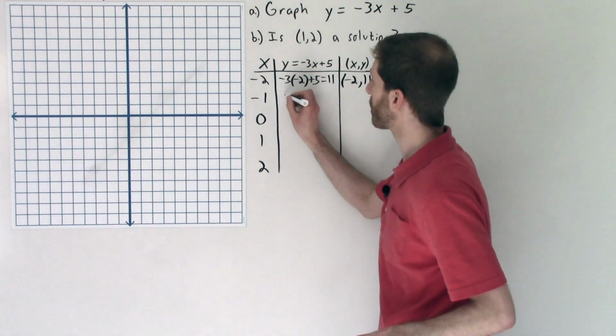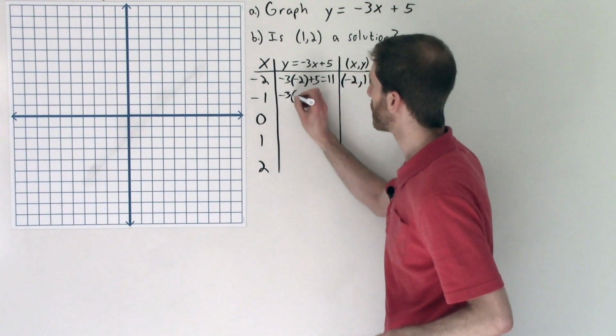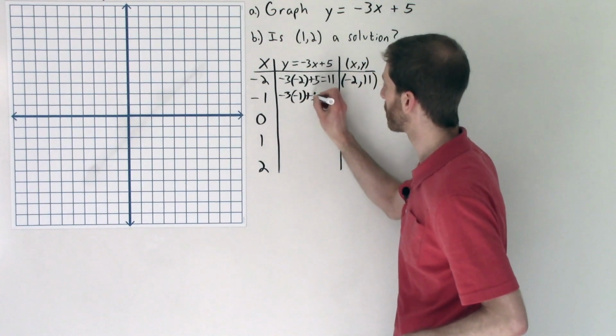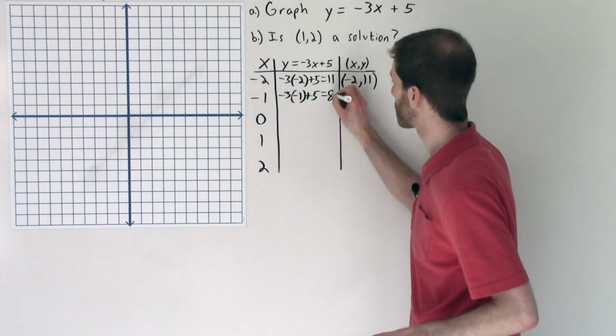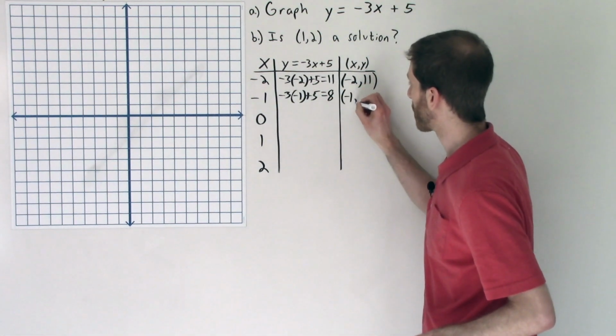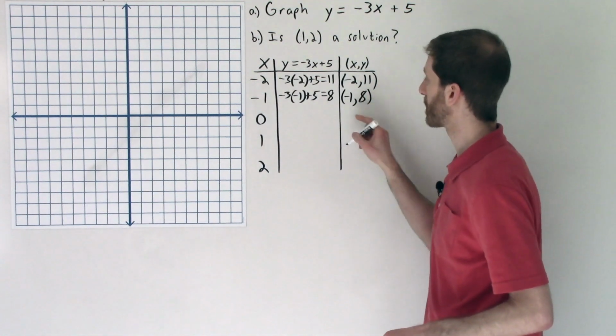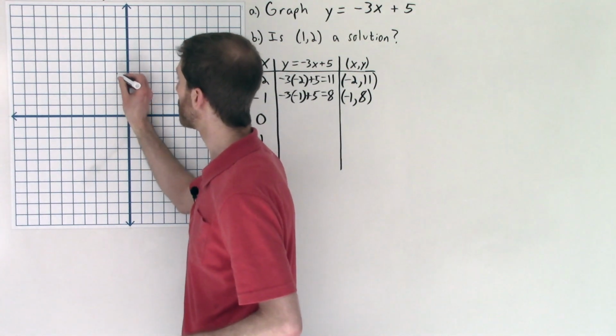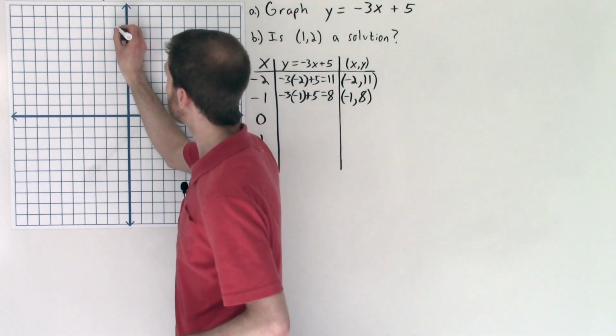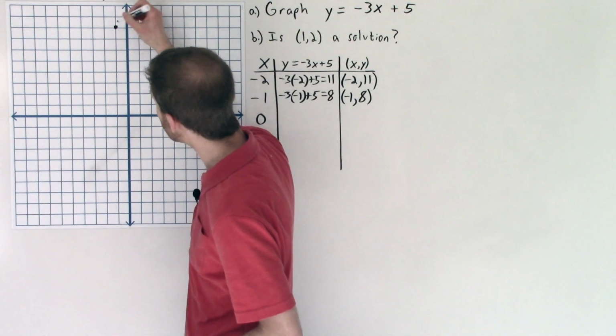Now I'm going to plug in -1 for x. -3 times -1 is 3, plus 5 is 8. So now I'm going to plug in -1 for x. I got out 8 for y. So that means move left 1, up 8. Left 1, up 1, 2, 3, 4, 5, 6, 7, 8. Beautiful. And I'll put that so you can see it nice and big.